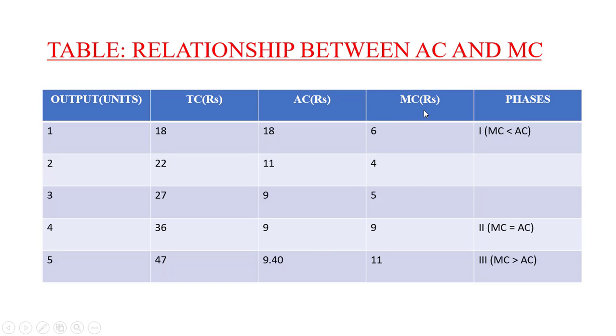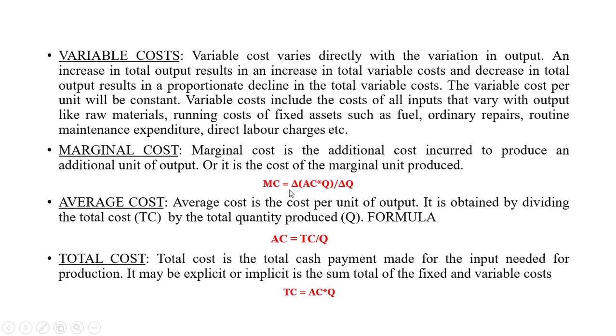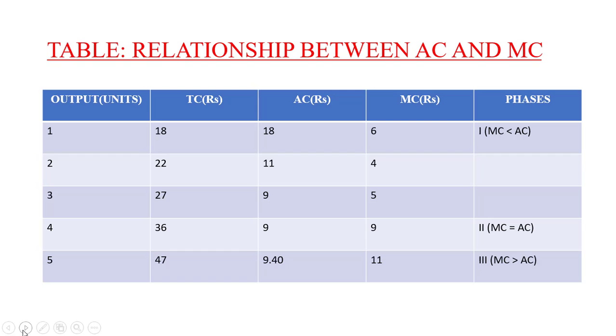Similarly for MC, if you go back here, you see this is the formula. What is the MC formula? Delta of AC into Q divided by delta Q. Now what is this delta? Delta means change. Change in AC into quantity divided by change in the quantity. Now see here, this is coming 6, 4, 5, 9 and 11. Now you have to put the formula there and then you can calculate this. Okay. Now when you calculate this, you are getting these values.